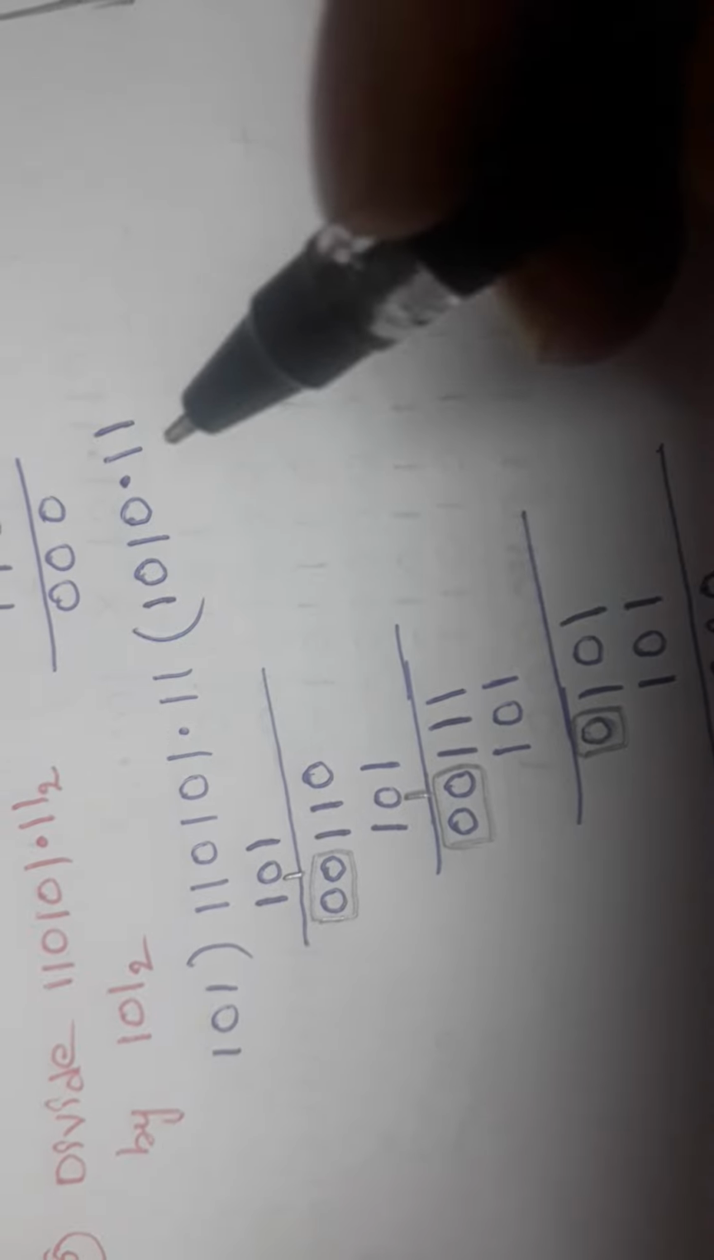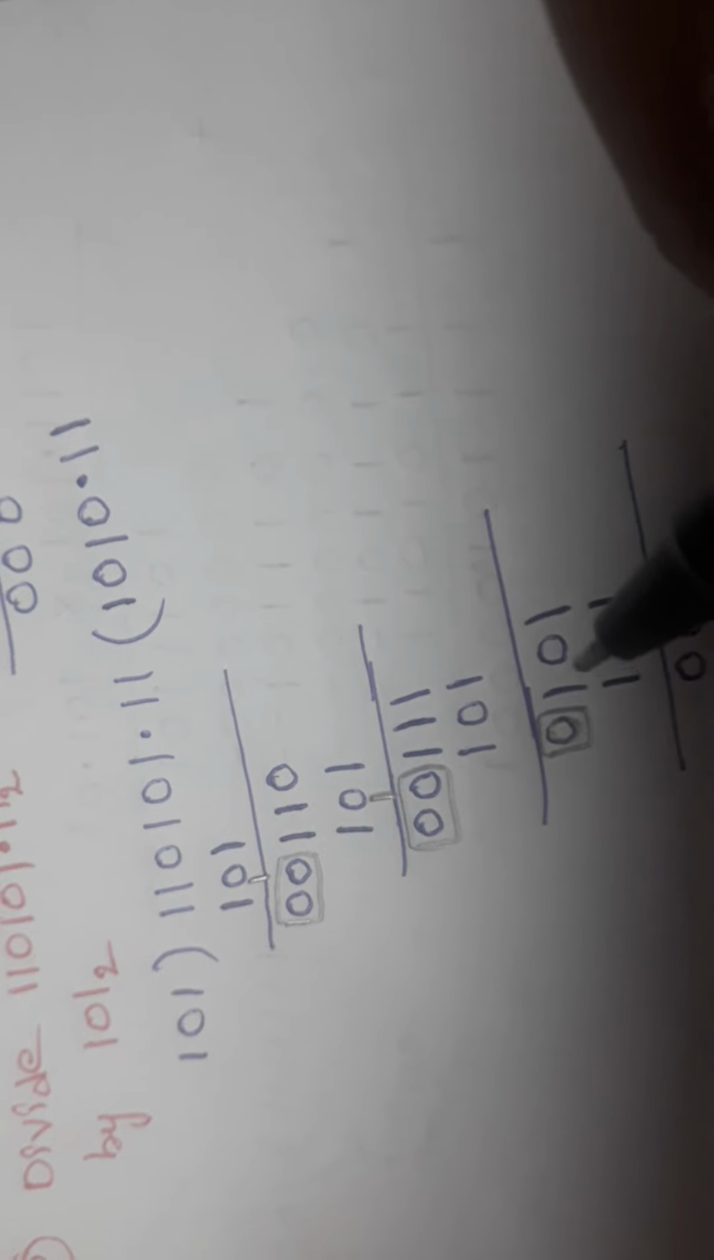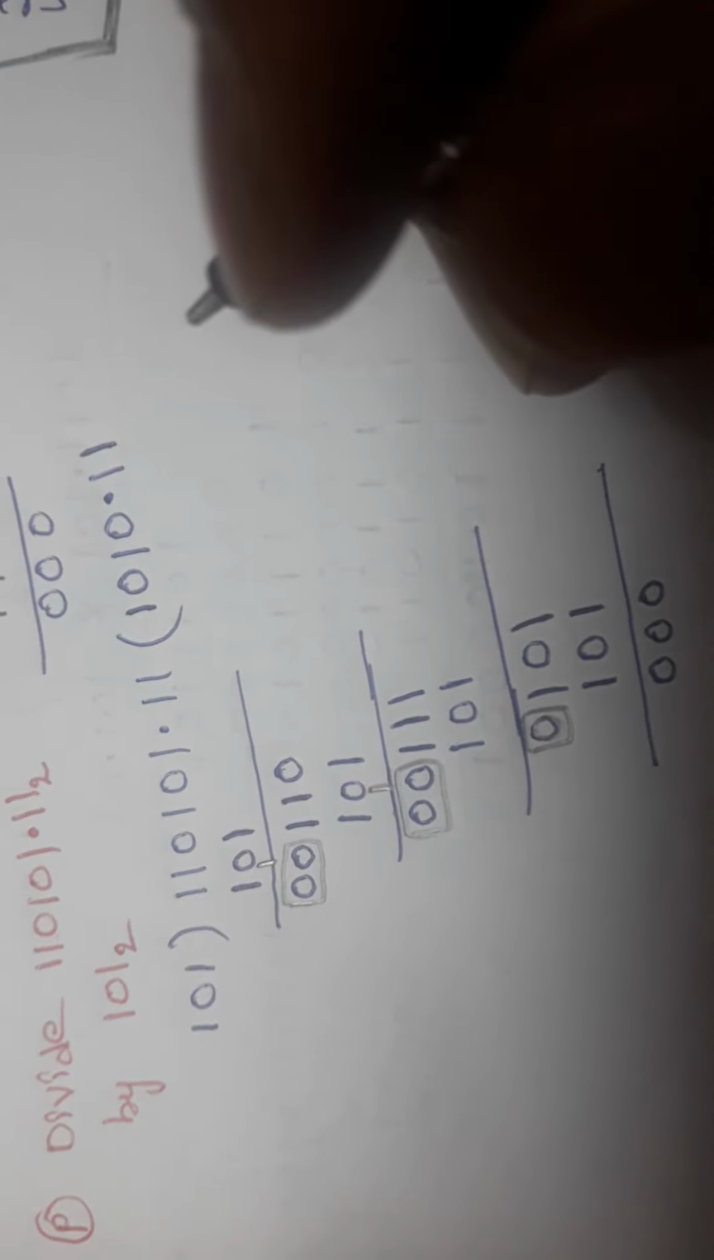Then it becomes 111. Then 101 minus 101. Then it becomes 1 minus 1 difference is 0, 1 minus 0 is 1. Then it becomes 0. Then it becomes 10. Then another bit I am going to pull down. It becomes 101. Then simply 101 minus 101. In this manner, you are going to observe the binary division.